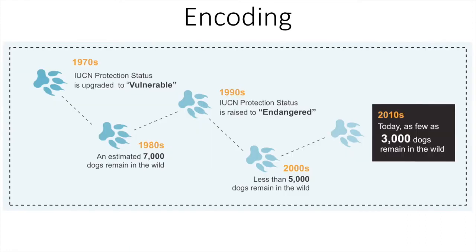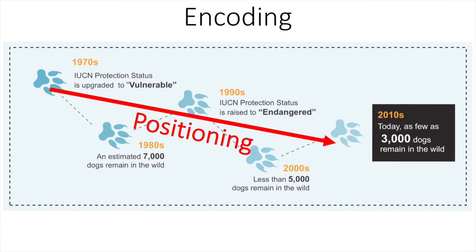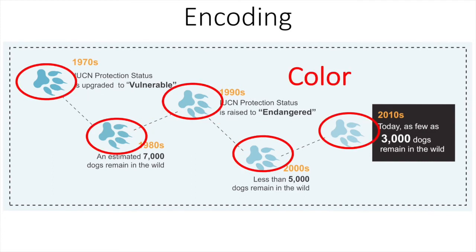For my time display, not only do the positions of the paw prints represent the time between each decade, but the downward slope of the paws also represents the decline of wild dogs over time, ending with today. The color of the paw print becomes slightly lighter as you move from left to right, which further communicates that the population of dogs are declining and leaving a lighter footprint.